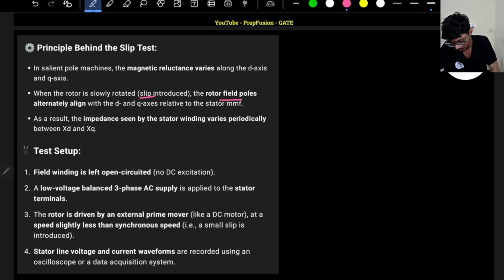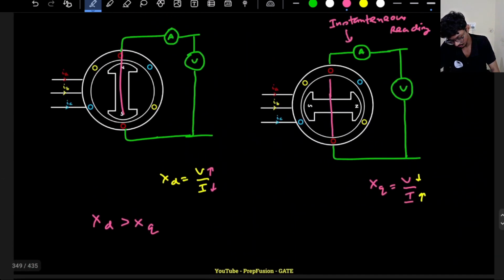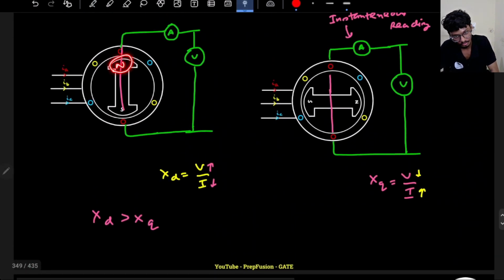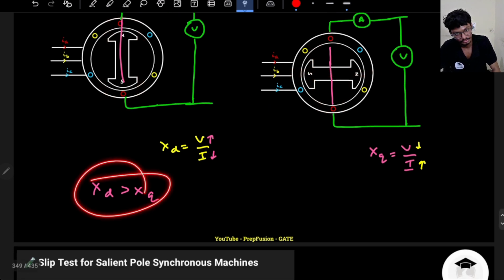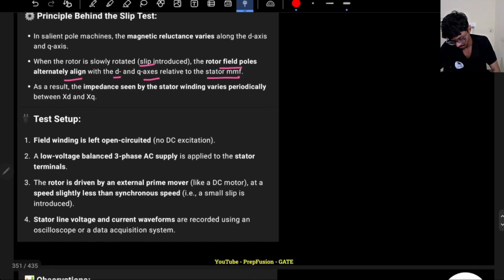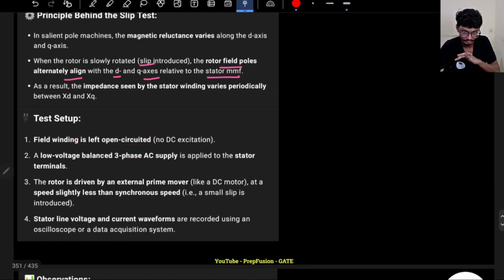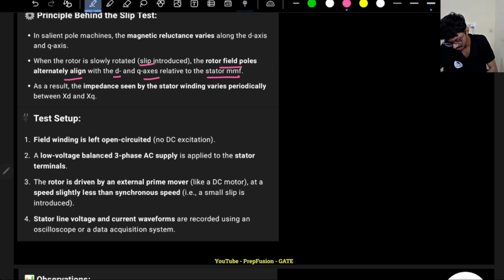Okay, the rotor field poles alternately align with the D axis and the Q axis relative to the stator MMF, right? Because initially the rotor field pole is in the D axis, here it is in the Q axis, right? If it is in the Q axis, then the reluctance will be higher, here the reluctance will be minimum. So if reluctance changes, then the reactance also will change, and accordingly the ratio also will change. The field winding we keep open circuited, so there is no possibility of current flowing through the field winding. A low voltage three phase balanced AC supply is applied to the stator terminals.